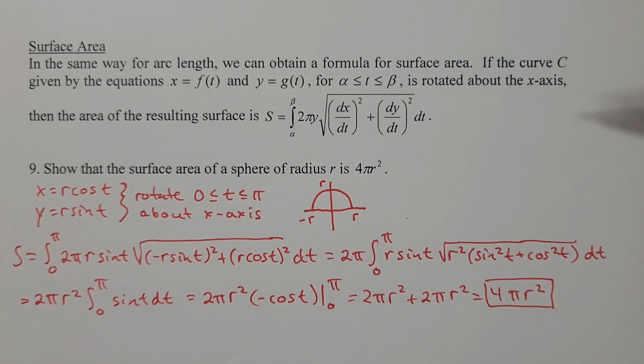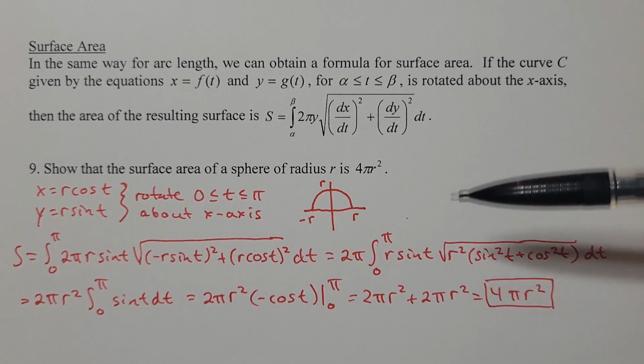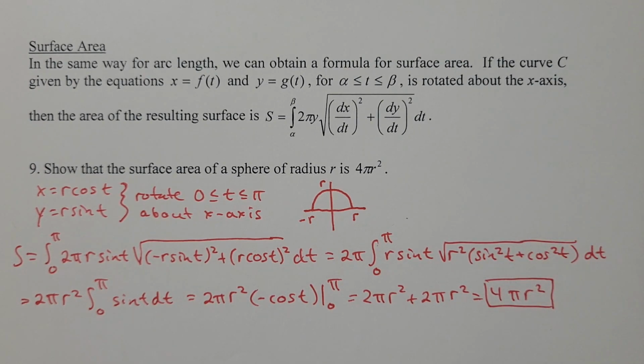It says in the same way for arc length, we can obtain a formula for surface area. If the curve C is given by the equations x equals f of t and y equals g of t, parametric equations there, for when t is ranging between alpha and beta, and that's rotated about the x-axis, then the area of the resulting surface is this integral here. Okay?